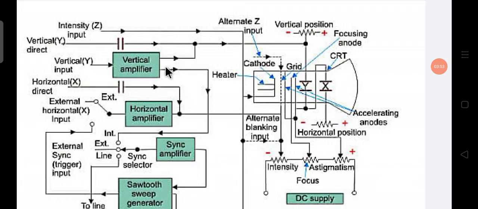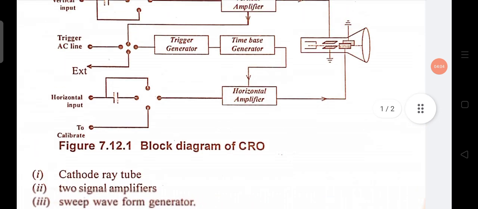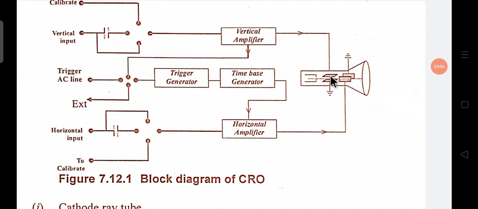You see the vertical amplifier signal going to the vertical deflector. Here you see there are two plates, here two plates. This is the vertical deflector and this is the horizontal deflector. The vertical amplifier signal is going to the vertical deflector, and the horizontal amplifier signal is going to the horizontal deflector. And this is the fluorescent screen.